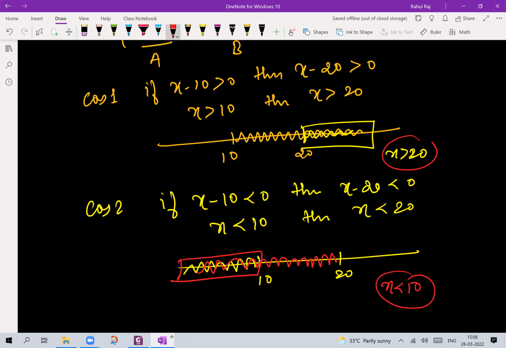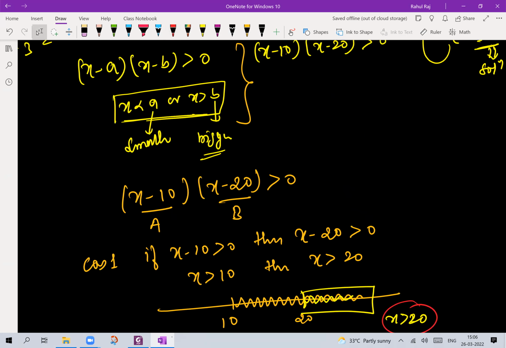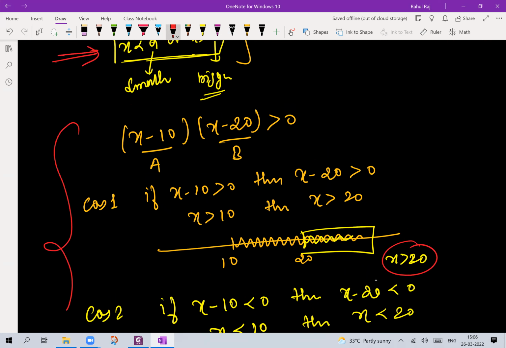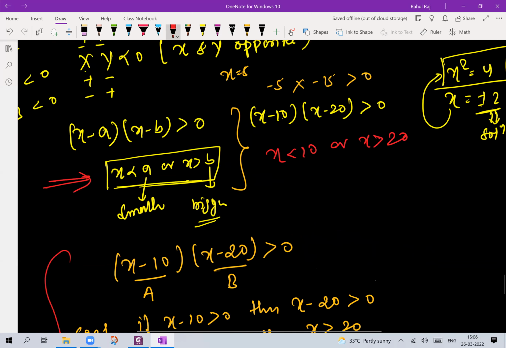So this is what I have written over here: if x minus 10 into x minus 20 is greater than 0, x can either be less than 10 or x can be greater than 20. But please ensure that this is more than sufficient. This is a very generalized form. You don't have to do this many steps always. I've just told you this to help you understand the stuff. Any doubt, boss?